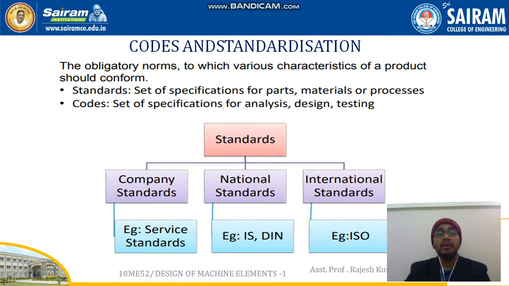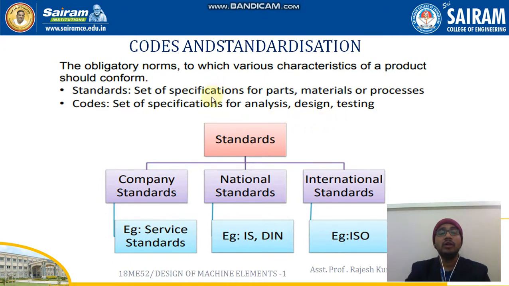So, the obligatory norms to which various characteristics of a product should conform. In general, we can say this for codes and standardization. In specific, if you want to define standards and codes, standards can be defined as a set of specifications for parts, materials or processes. And codes are a set of specifications for analysis, design and testing.